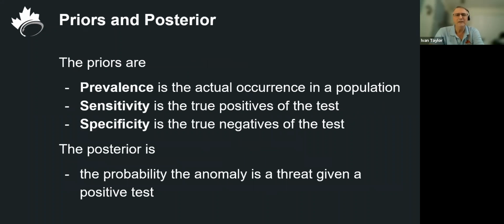When you apply this Bayesian technique, there are three priors, or things you need to know. They are prevalence, sensitivity, and specificity. Then you can develop an estimate of the posterior. The prevalence is the actual occurrence of threats in a population of anomalies. The sensitivity is the true positives of the test, and the specificity is the true negatives of the test. And the posterior is the probability that the anomaly is a threat given a positive test.